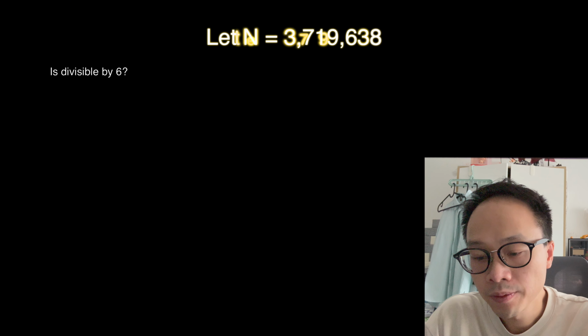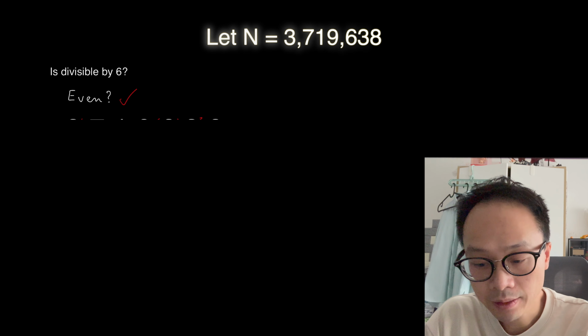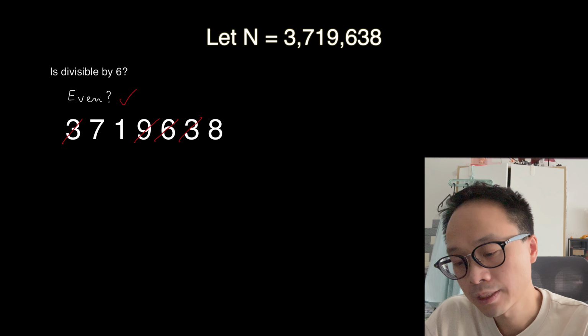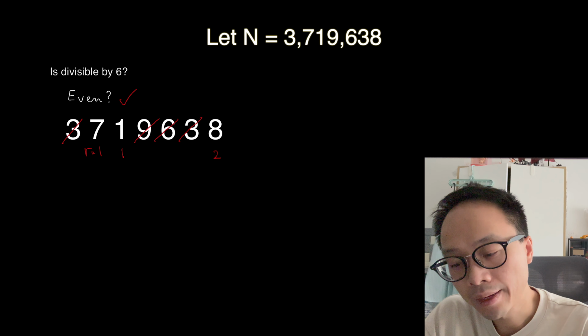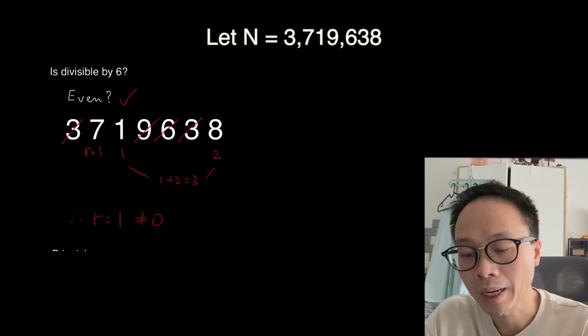Is it divisible by 6? Only 2 questions. Is it even? Yes. And then we cross out all the multiples of 3. 3, 9, 6, and 3. 1 plus 8 is also equal to 9. And then we cross out. The remainder of 7 is 1. So it's not divisible by 6.